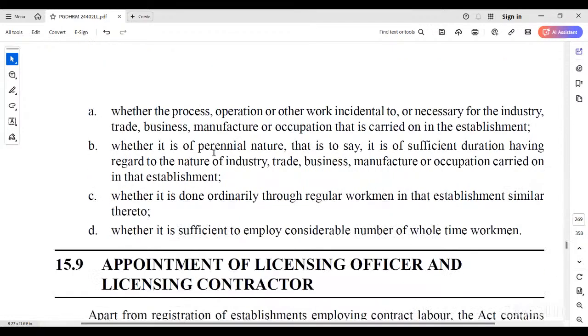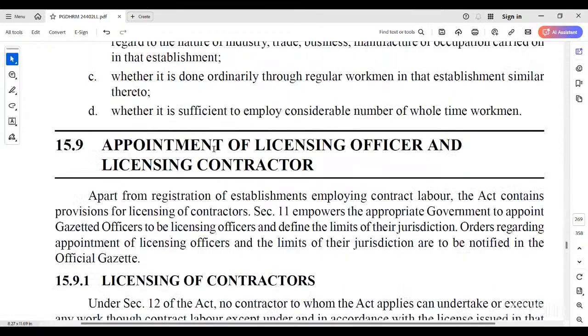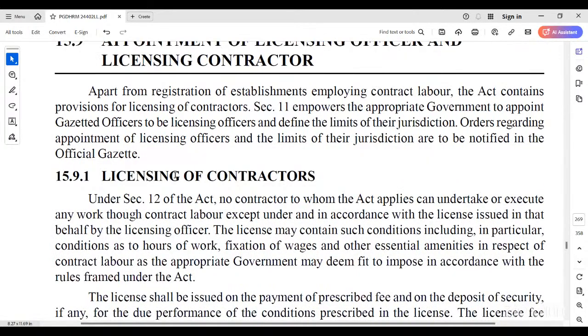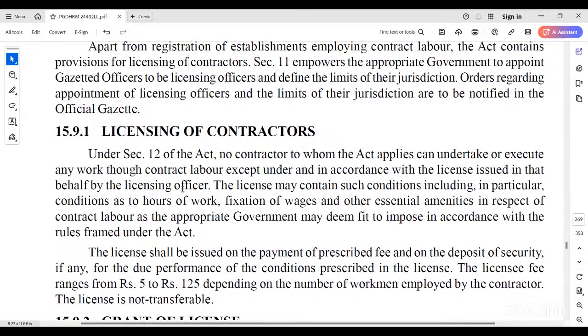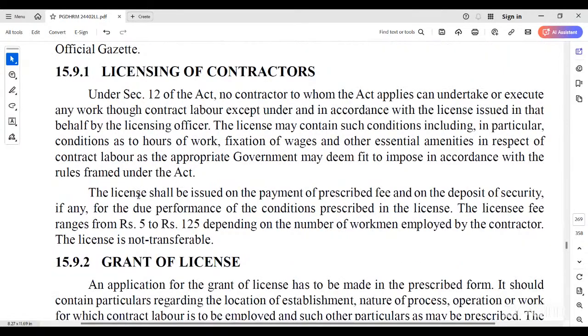So appointment of licensing officers and licensing of contractors is also provided under the Act, under Section 11. Section 12 clearly mentions licensing of contractors to appoint contract laborers. Right, the license will be issued on payment of the prescribed fee and on deposit of security, if any, for the due performance of the conditions prescribed in the license.